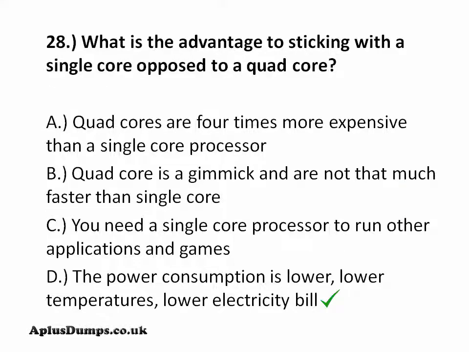Question 28. What is the advantage of sticking with a single core as opposed to a quad core processor? A. Quad cores are 4 times more expensive than single core processors. B. Quad core is a gimmick and therefore not that much faster than single core. C. You need a single core processor to run other applications and games. D. The power consumption is lower. Lower temperatures mean lower electricity bill. The answer is D. The power consumption is lower. Lower temperatures and the low bill.